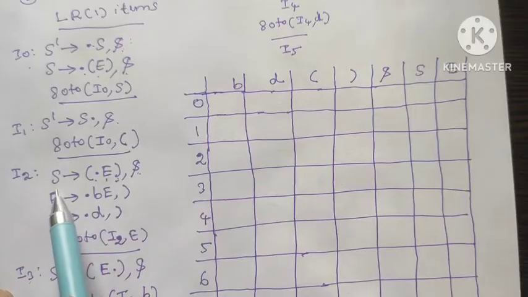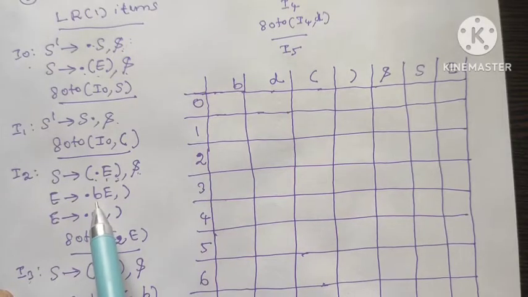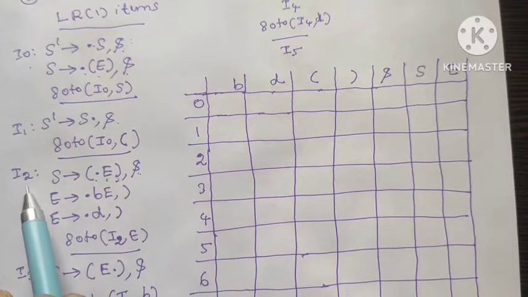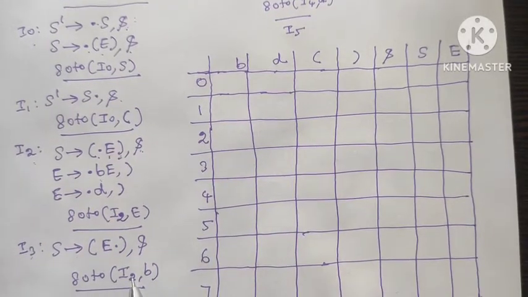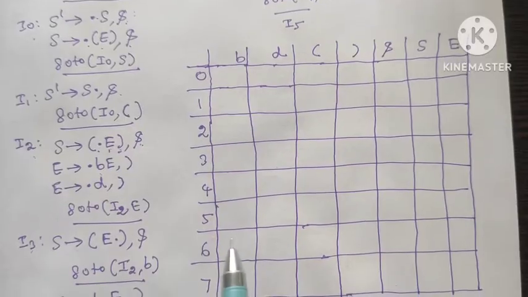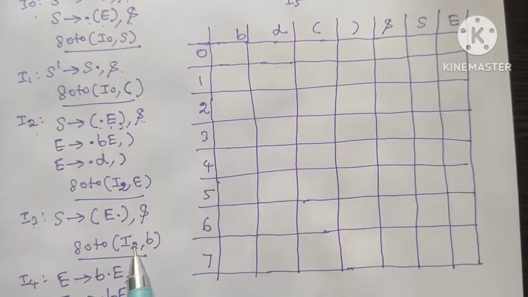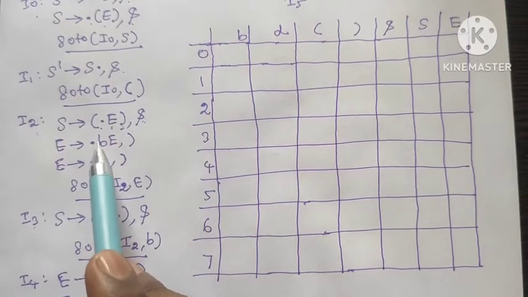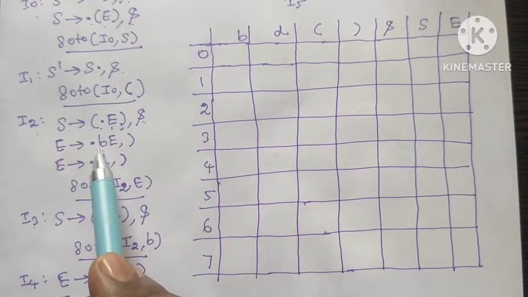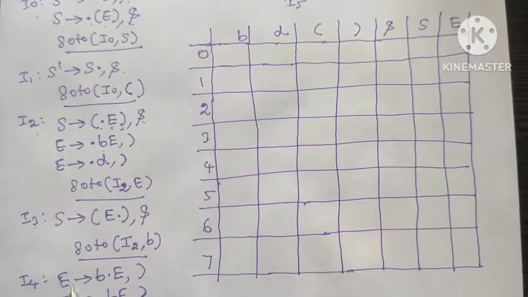Now come to item set 2 where the dot is before B here. Next we have to process B. Goto of 2 comma B. So we place this dot one step on the right, so it will become B dot E. So E tends to B dot E comma close brackets.